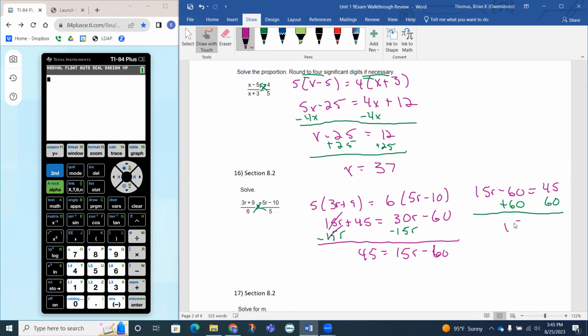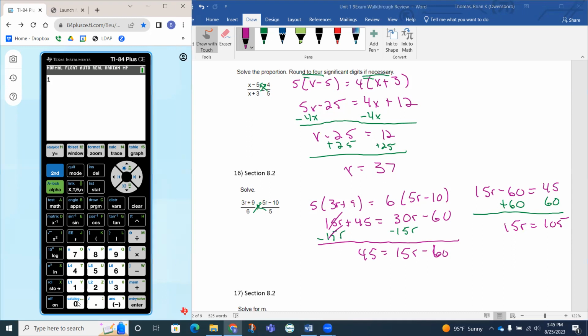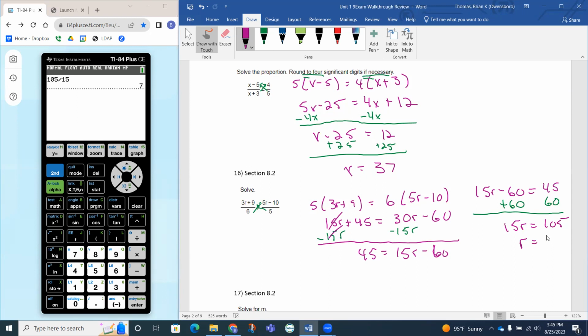So this is going to be 15r equals 105. So then we just have to get rid of the 15. So we divide both sides by 15. 105 divided by 15. And notice that you don't have to show every little step. If you want to mentally divide both sides by 15, you can, and just write down the answer of r equals 7. So 7 would be the solution to that equation.